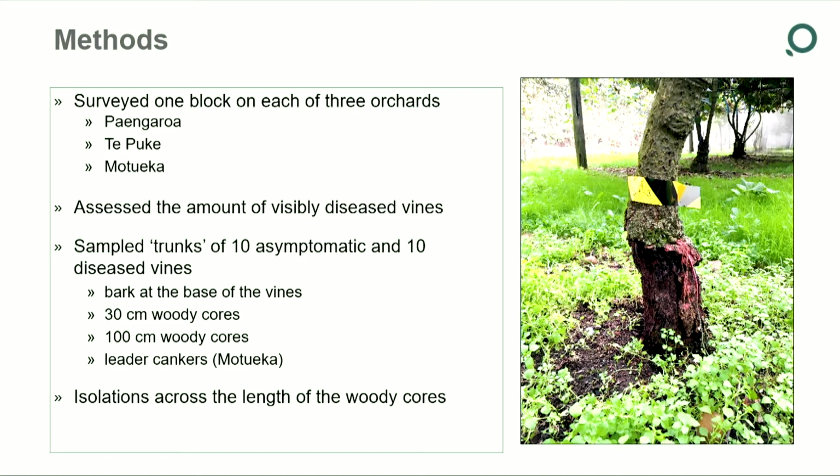Now, taking isolations across the length of those woody cores actually gives us a good idea of where those fungi are showing up across the width of your trunk. Are they coming in from the outside, or do they look like they're moving up and down the centre?